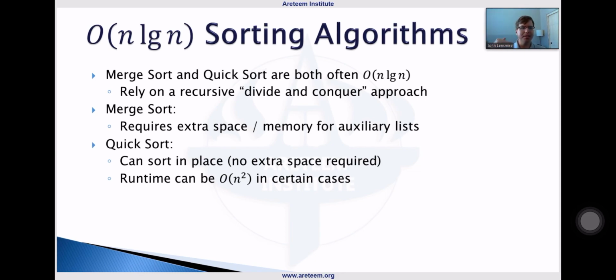Merge sort requires this extra space. When you're doing the merging of the sorted lists, you're building this auxiliary list to hold stuff. You need that extra space memory to be doing that. So that is not feasible in certain scenarios and kind of adds some messiness to that sorting algorithm.